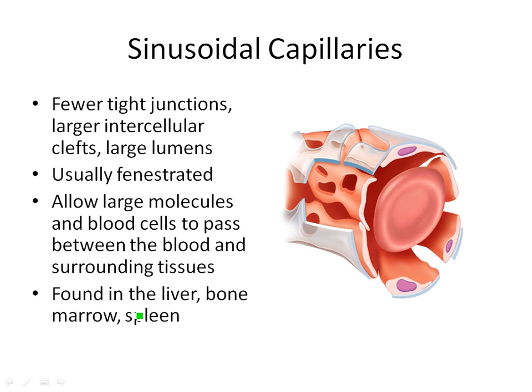And then we have the most leaky of all, which are the sinusoid. Okay, so the sinusoid have very few tight junctions. You see there's lots of spaces between the cells. You got big old monster holes.